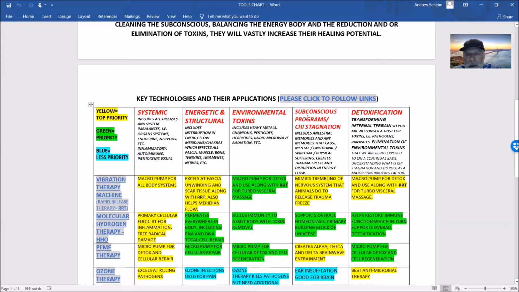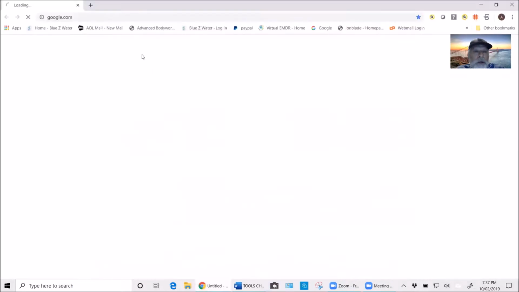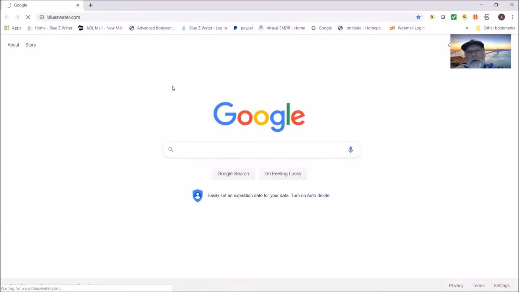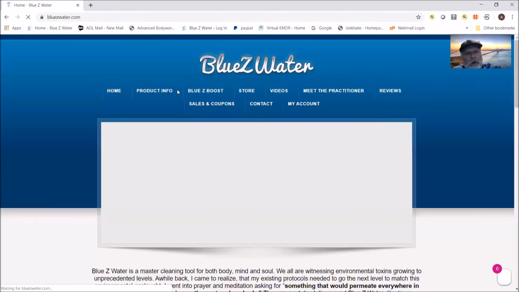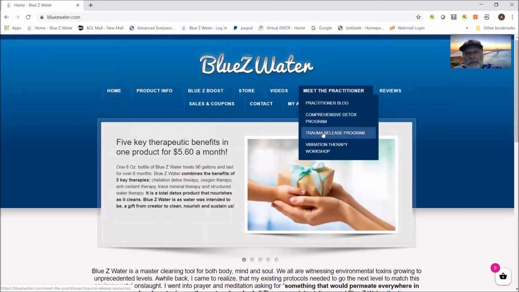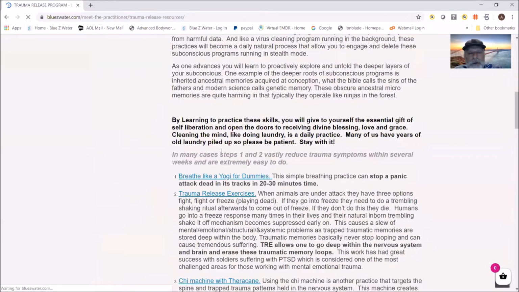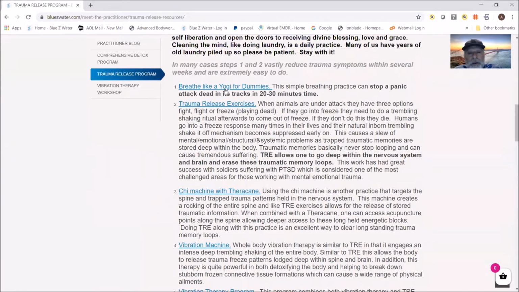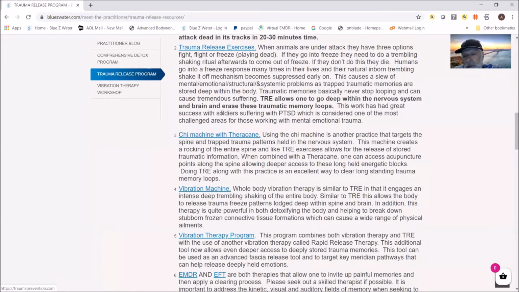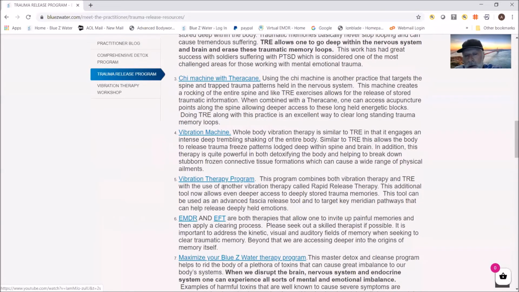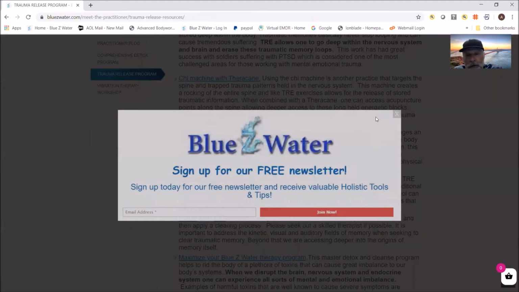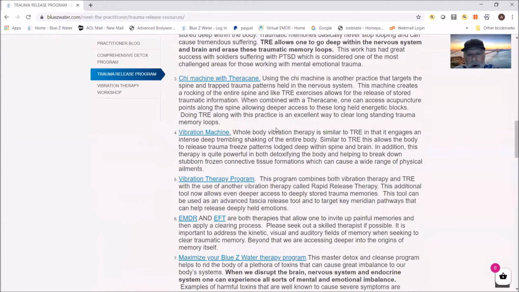on clearing subconscious programs. So now, just to go to another place, we're looking at our trauma release program as a very core practice. Anything on the trauma release program, there's all these steps. Breathing, we have that on the chart. Trauma release exercises is not on the chart, but this is something one can learn to do. We have the chi machine, we have the vibration machine on the chart. We have the rapid release machine. So we have really a lot of key players on this chart.